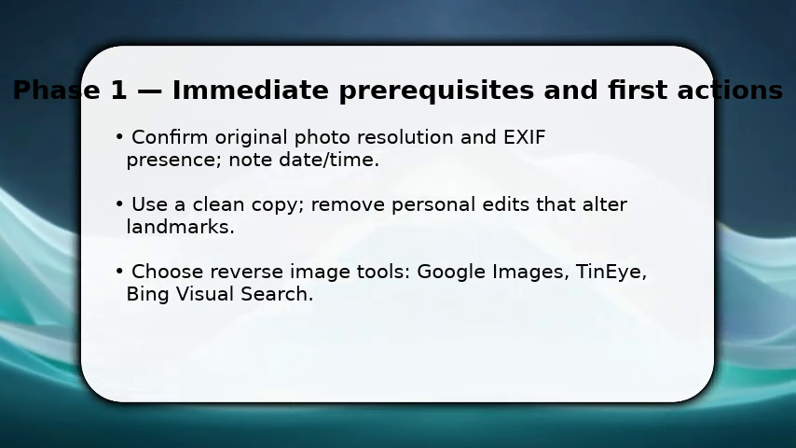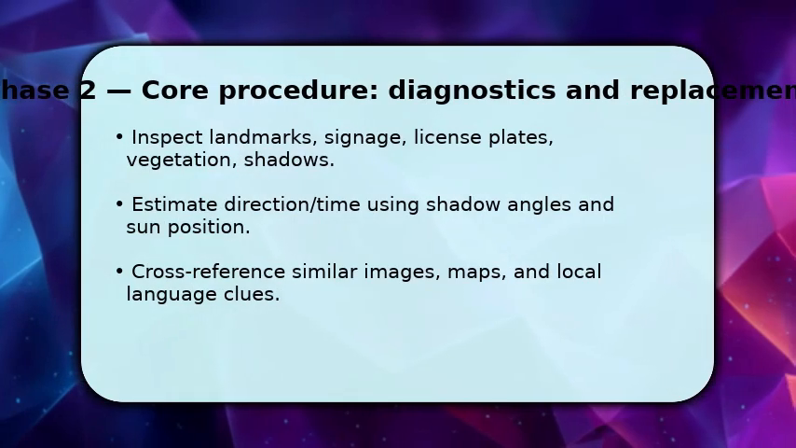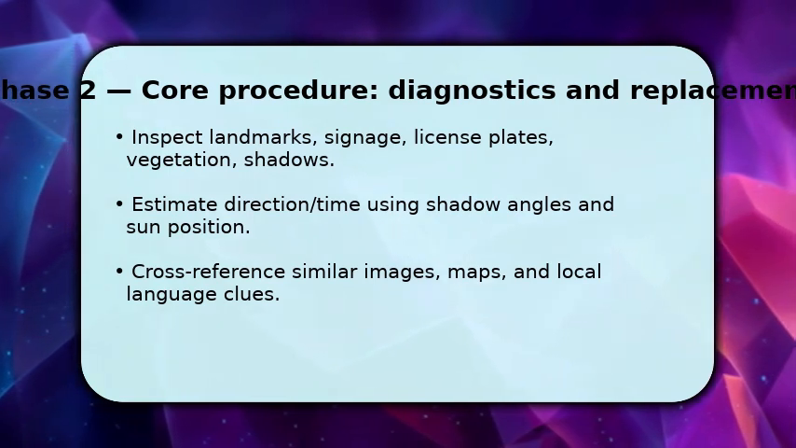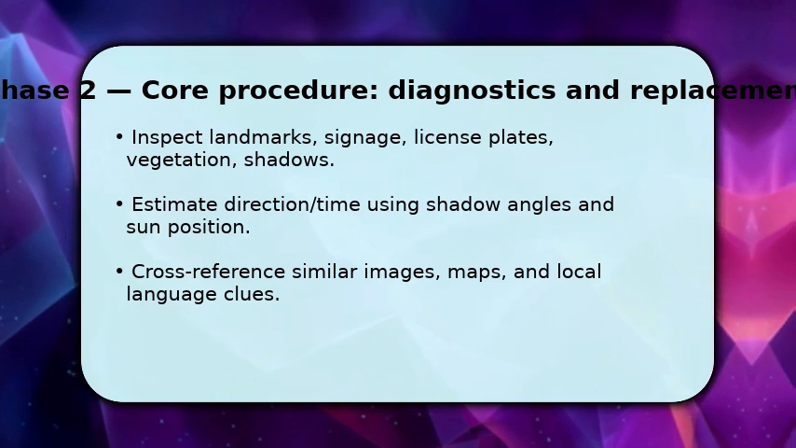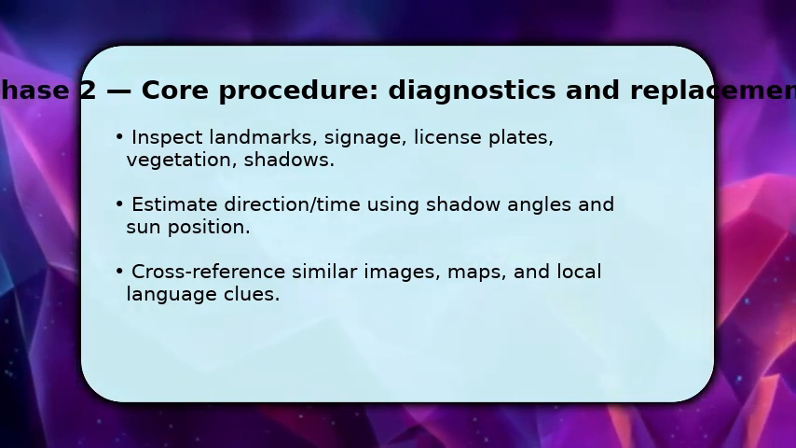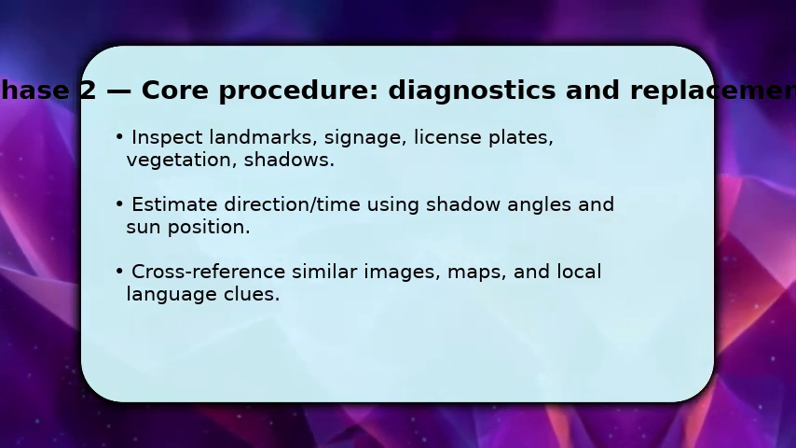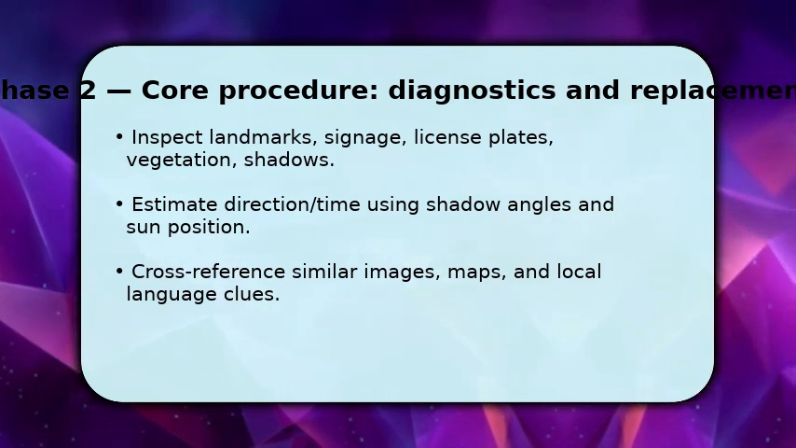Now you examine the image for identifiable clues: signage fonts, languages, license plate formats, vegetation, and architectural styles. Each narrows region and country. Then, estimate sun position and time by checking shadow angles, which narrows latitudes. Once you have a rough direction, compare against map imagery. Also cross-reference pins from reverse search matches with mapping tools and Street View.